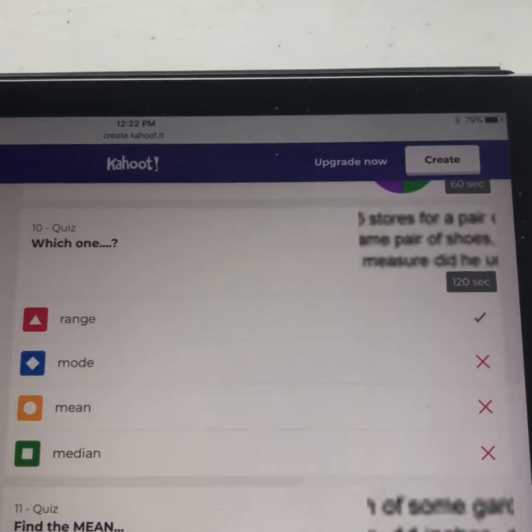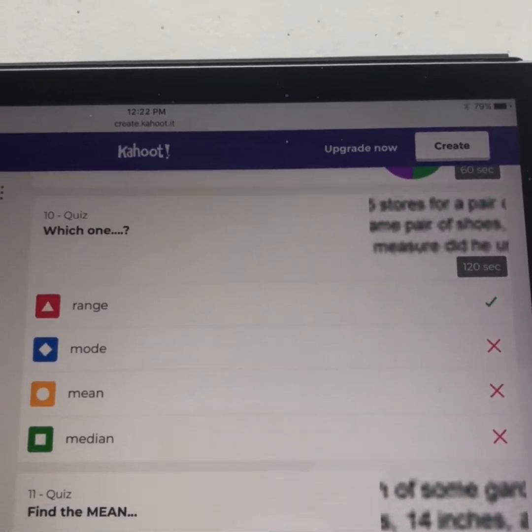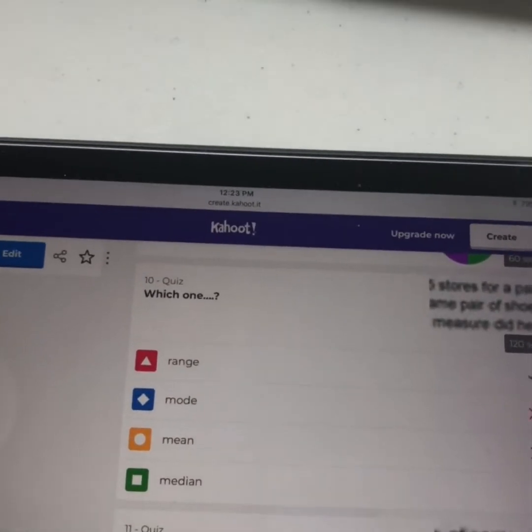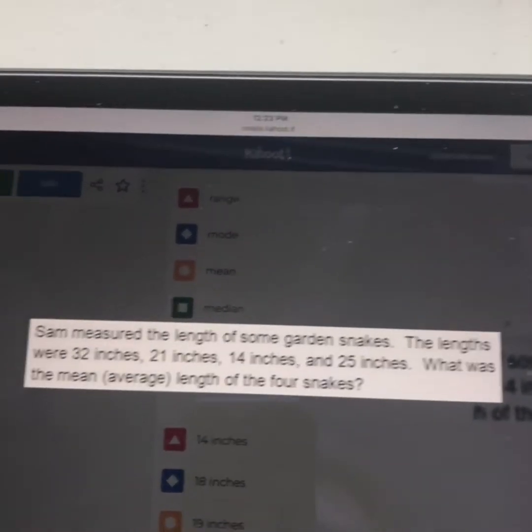So you can see their range was the correct answer since it was the maximum minus the minimum cost of those pair of shoes for Mr. Fowler. Okay, we had another word problem, daily double.